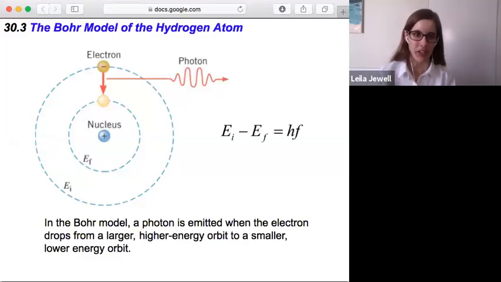Section 30.3, the Bohr model of the hydrogen atom. So we've been building up to this model of what the atom is like inside. A scientist by the name of Bohr came up with this model, and it turns out it works really well for the hydrogen atom.